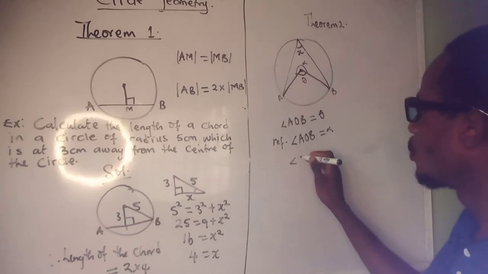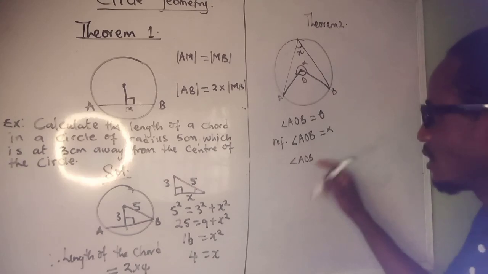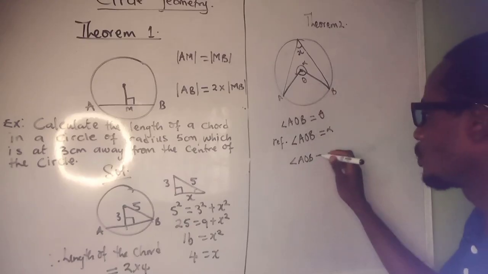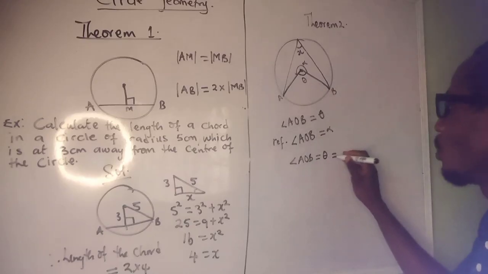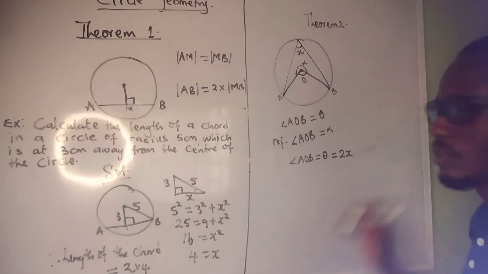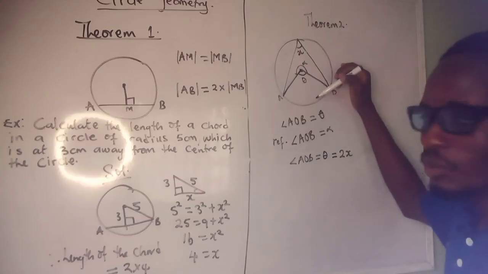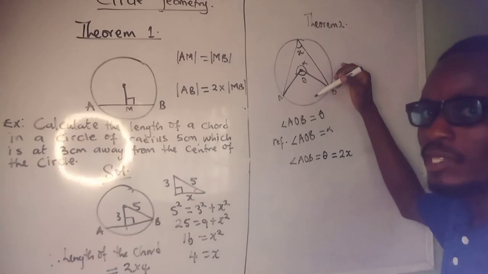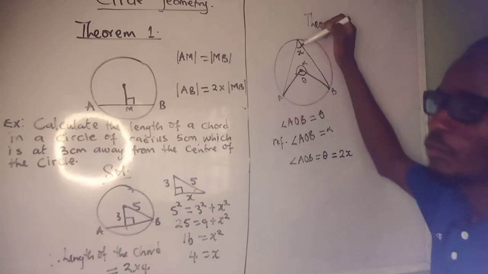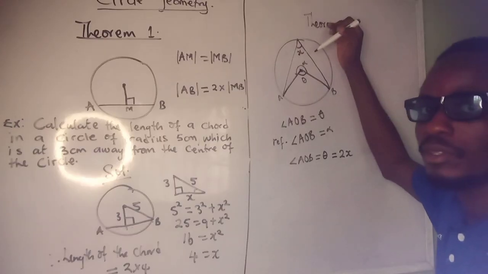So angle AOB, don't forget that is not a reflex angle, that's theta, must also be equal to 2x. So that states the angle subtended at the center of the circle is twice the one subtended at the circumference, is twice of this.